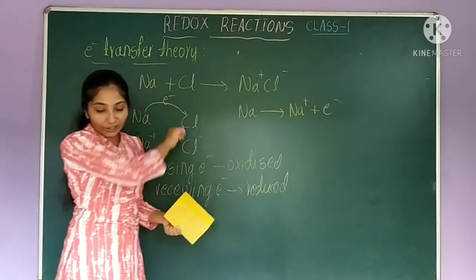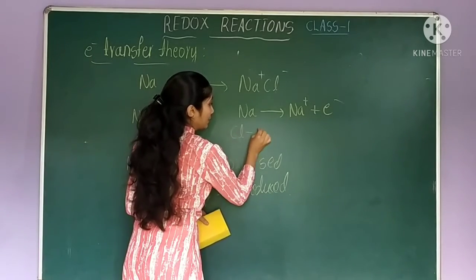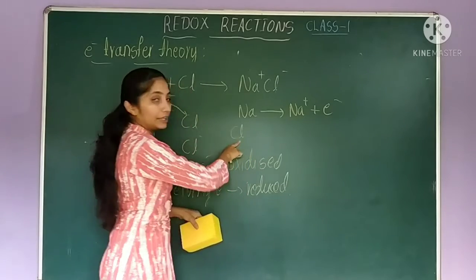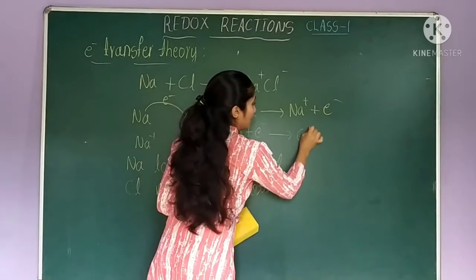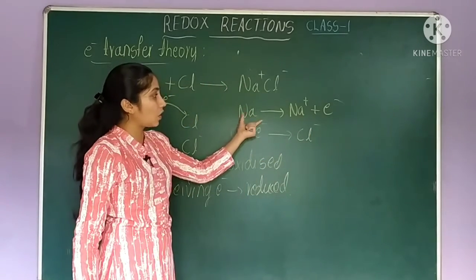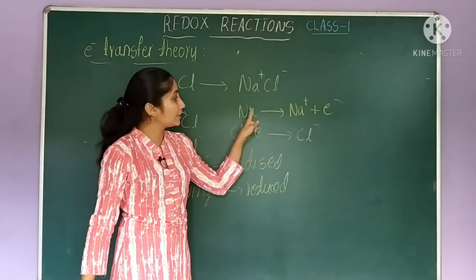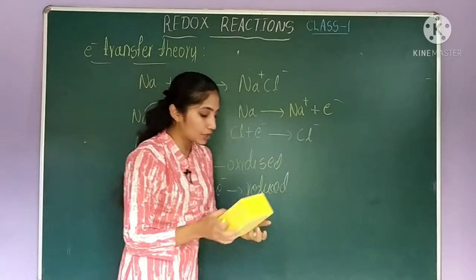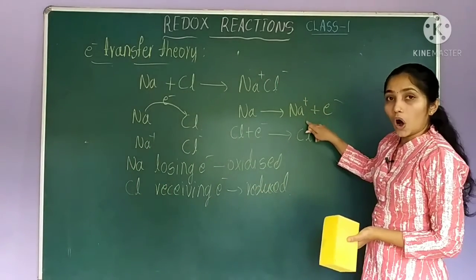See, sodium is donating its electron and it's forming Na plus and 1 electron. Sodium is losing 1 electron. But chlorine is receiving 1 electron. Initially it was Cl, it will receive 1 electron and it forms Cl minus. This reaction is called oxidation half reaction. Here sodium is getting oxidized.